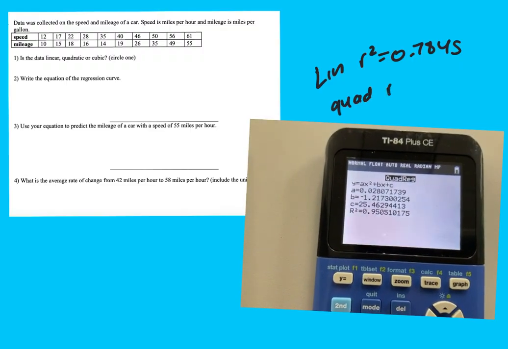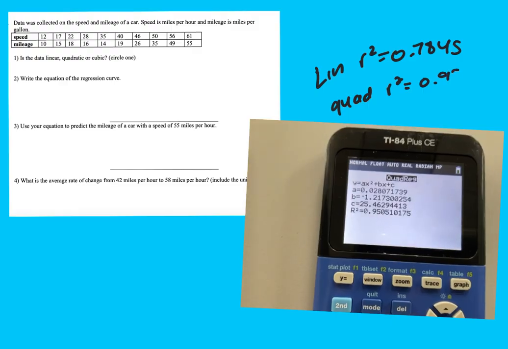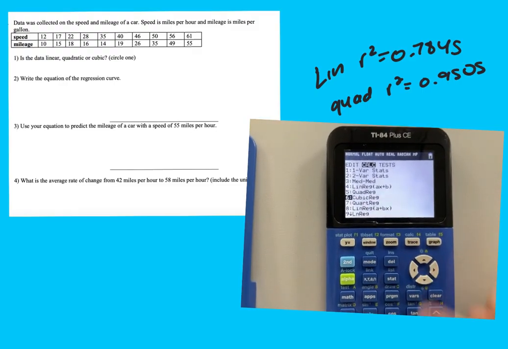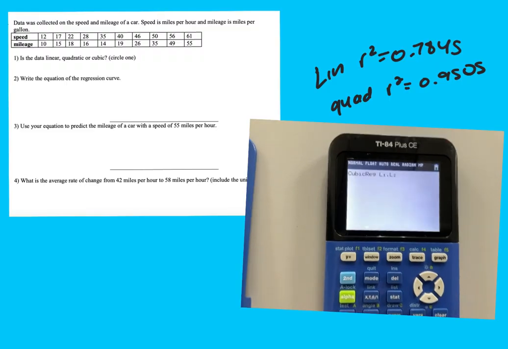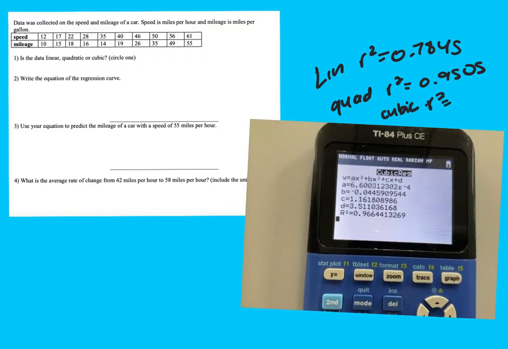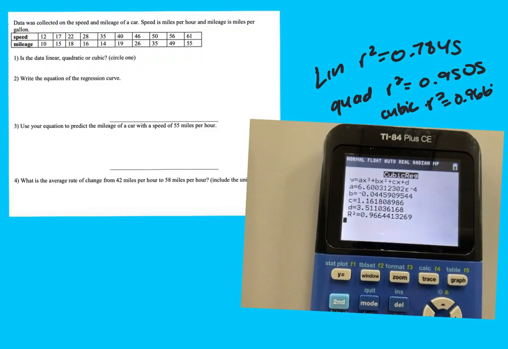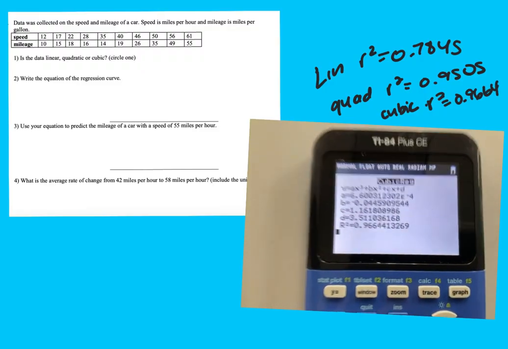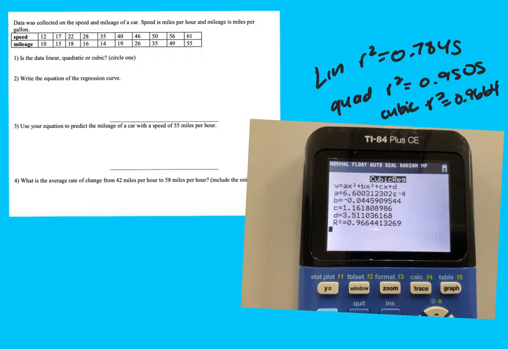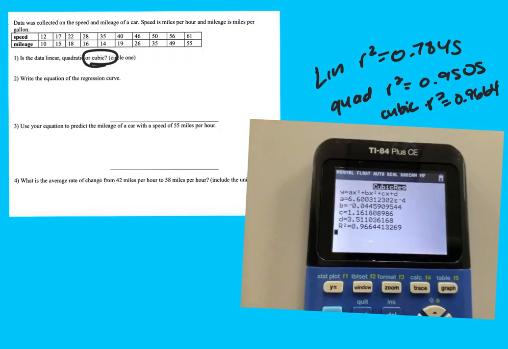Quad R squared equals 0.9505. And stat, calc, cubic, run it again. And R squared equals 0.9664. So how do I know which one of these is the best? Closest to 1, which in this case is cubic, okay?